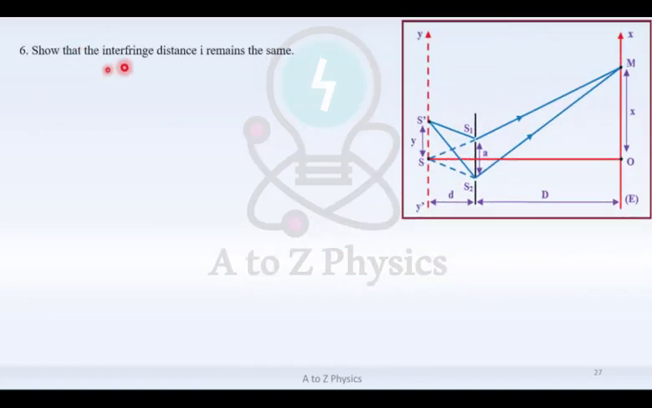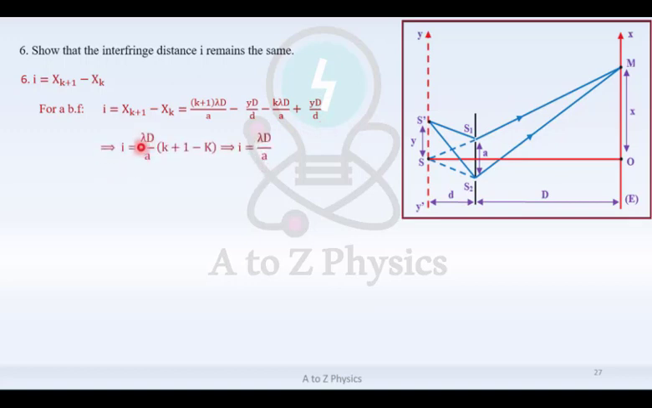Part 6, show that the interfringe distance remains the same. The interfringe distance i is equal to x of k plus 1 minus x of k. For a bright fringe first, i equal x of k plus 1 minus x of k. We substitute the value of x of k plus 1, which is equal to k plus 1 lambda large D over a minus y large D over small d, minus x of k, which is equal to k lambda large D over a minus y large D over small d. Okay, this implies i equal lambda large D over a times k plus 1 minus k, equal to lambda large D over a, so i remains the same.